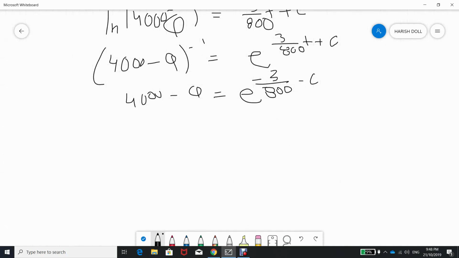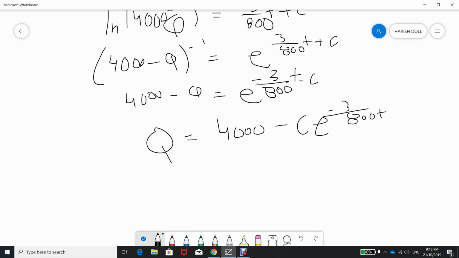So now let q be the equal part, so we can say that q is equal to 4,000 minus, we're going to let this c be a multiple of e raised to negative 3 over 800 t, so we can say negative c e raised to negative 3 over 800 t.